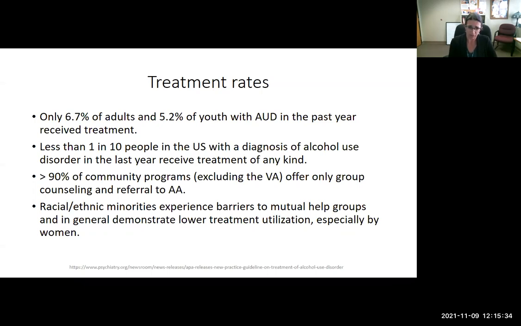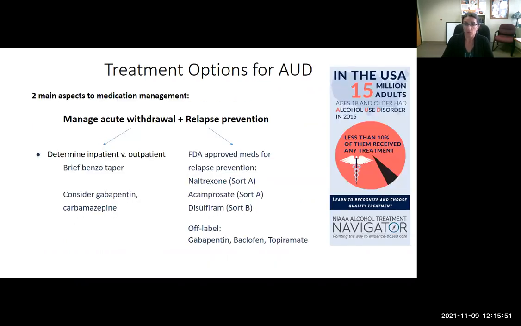And importantly, racial and ethnic minorities experience barriers to mutual help groups, and in general demonstrate lower treatment utilization, especially by women. So there is even more need to focus work there to help people get into treatment. What are the options? You think of the treatment options for alcohol use disorder in terms of 2 main aspects, and with medication management.